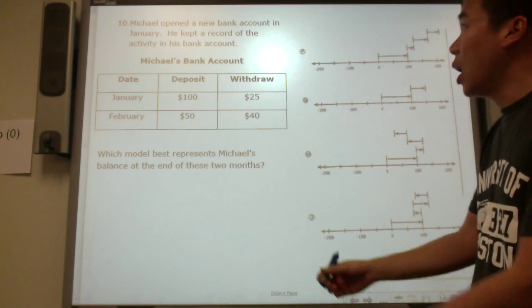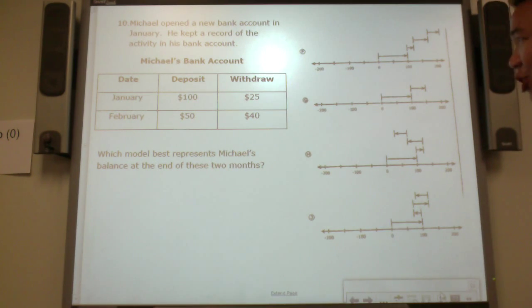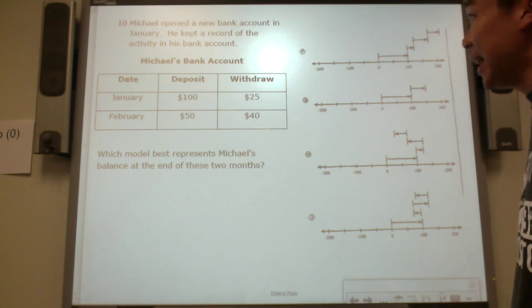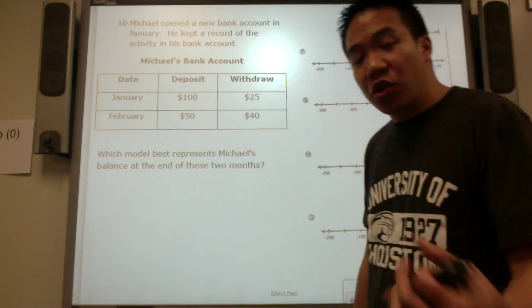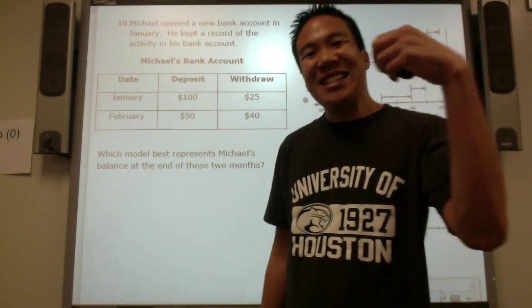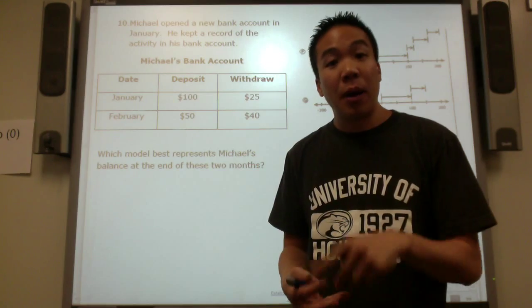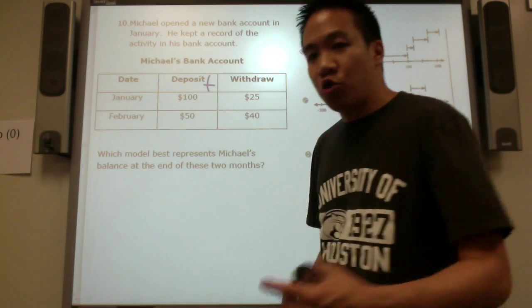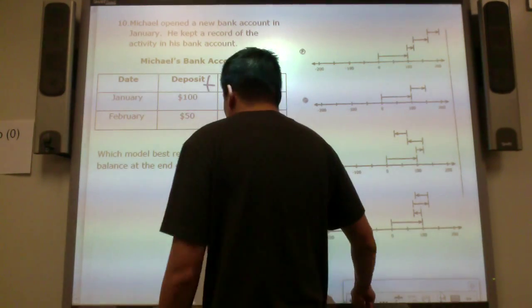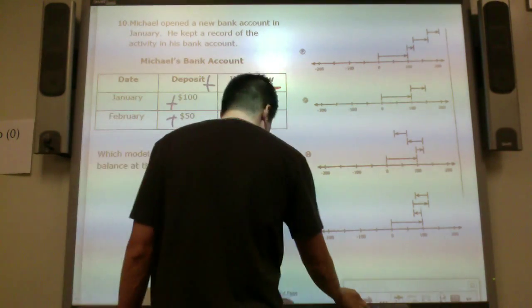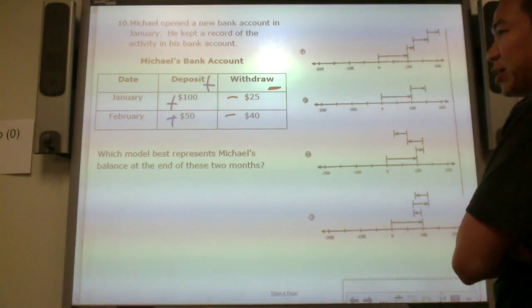Number 10. Michael opened a new bank account in January. He kept a record of the activity in his bank account. Here's Michael's deposit and withdrawal. We've learned this on the second day of school. Deposit, how would you describe that integer? Positive. Withdraw is negative. So, positive, negative, negative. Which model best represents Michael's balance?